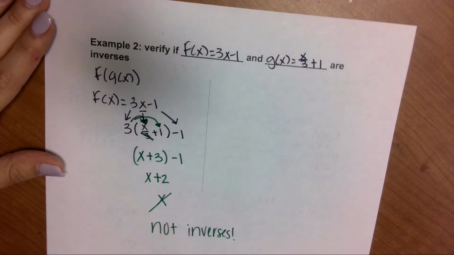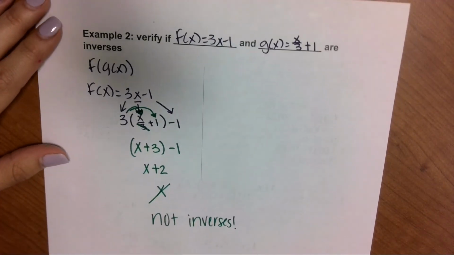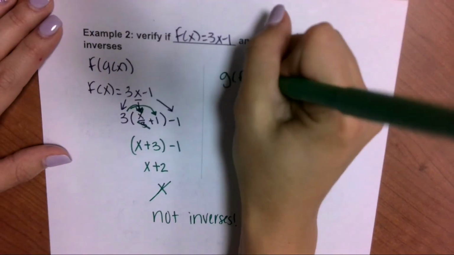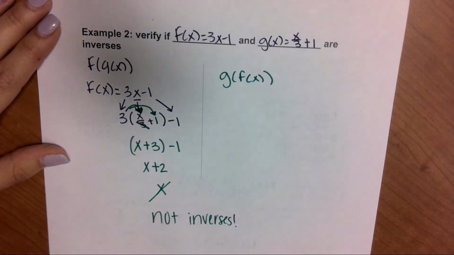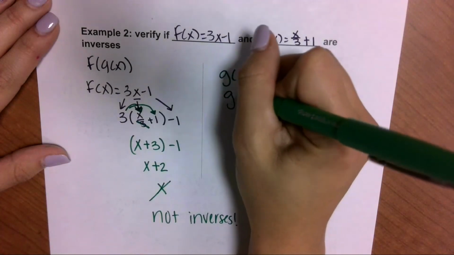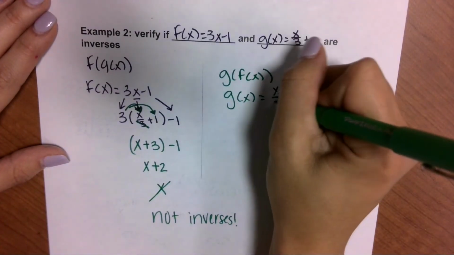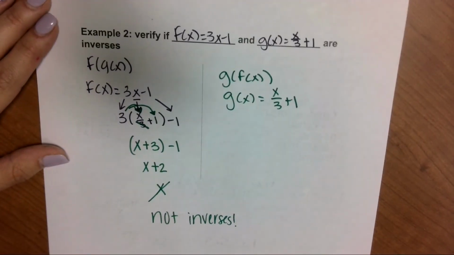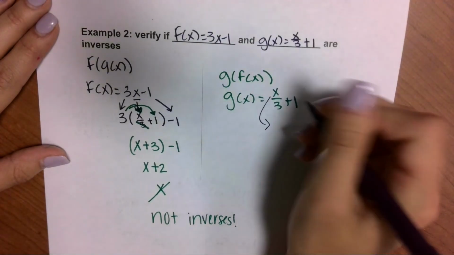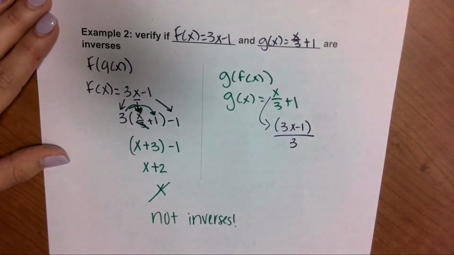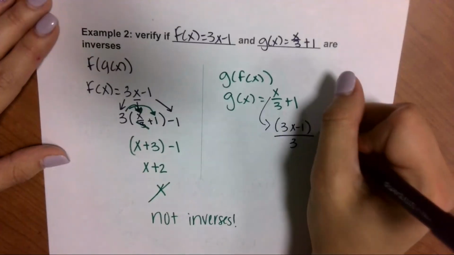I also want to show the g of f of x because of the fractions again. So my g is x over 3 plus 1. What am I replacing? The x with 3x minus 1, still keeping it divided by the 3, and then carrying down my plus 1.